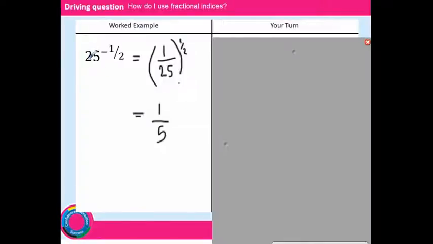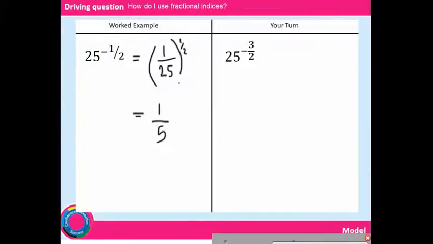I did the reciprocal of 25 to get 1 over 25. Then I raised it to power half, so I square rooted. You try this one.